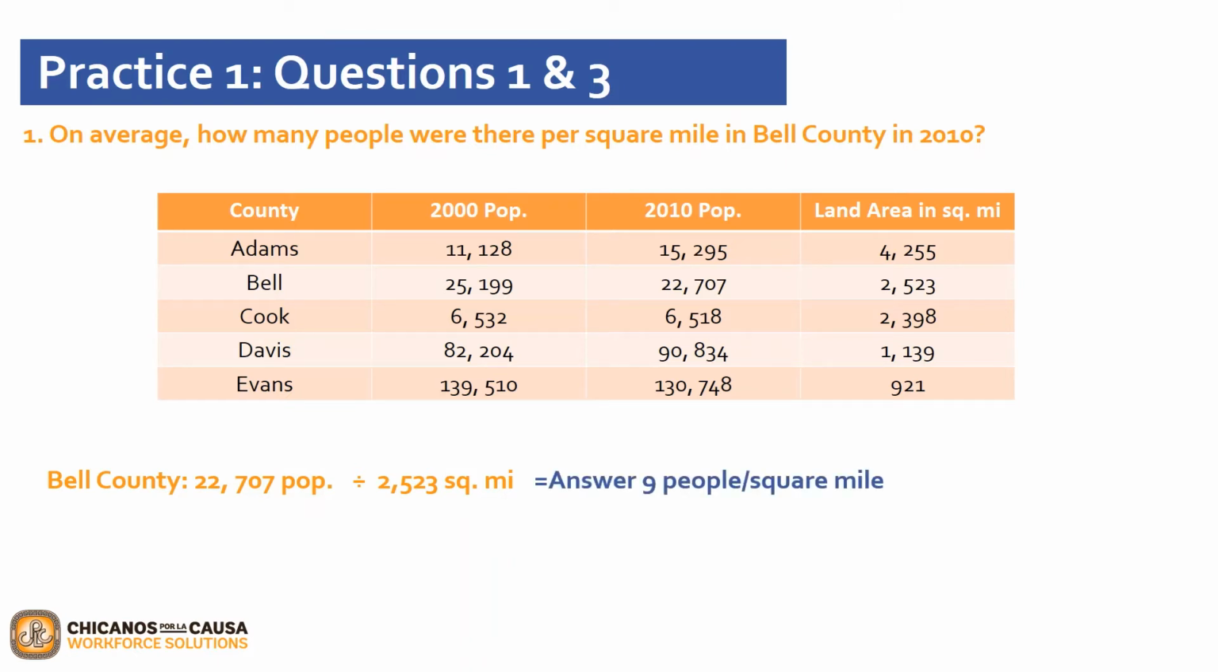This gives us a final answer of 9 people per square mile. You could follow the same steps for all of the other counties if you wanted to find the same kind of information. Now, let's go ahead and move on to our next question.